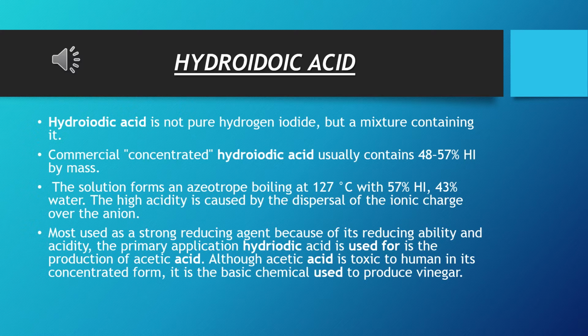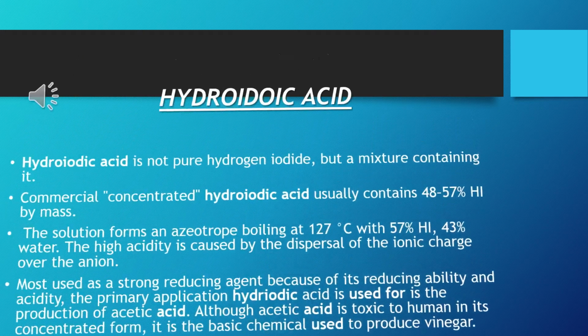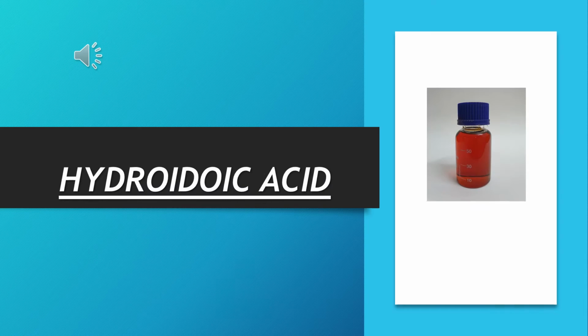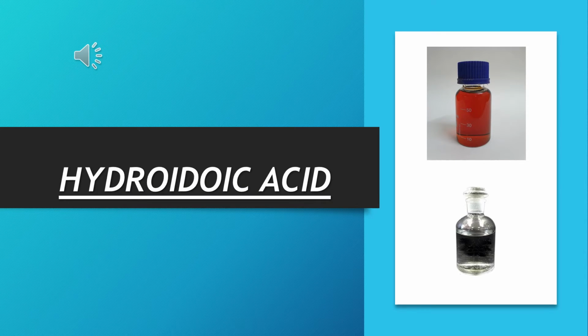The primary application of hydroiodic acid is the production of acetic acid. Although acetic acid is toxic to humans in its concentrated form, it is the basic chemical used to produce vinegar. Let's go to the next slide. These are some pictures of hydroiodic acid.